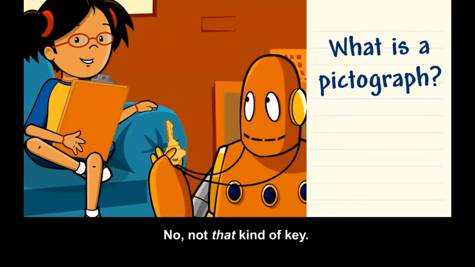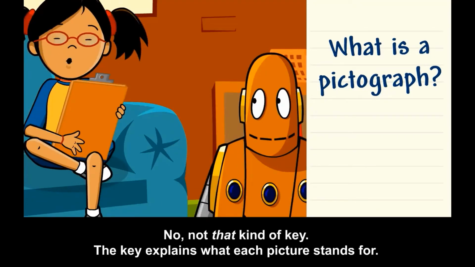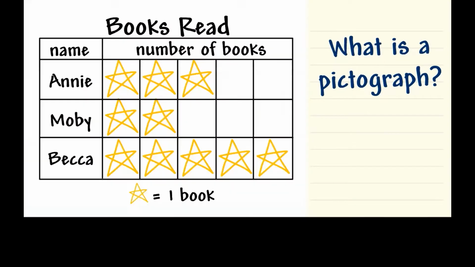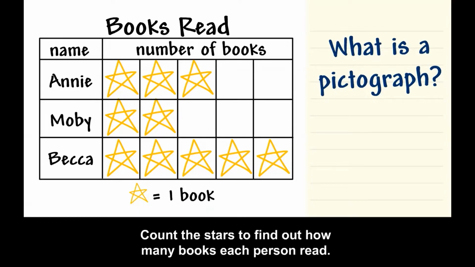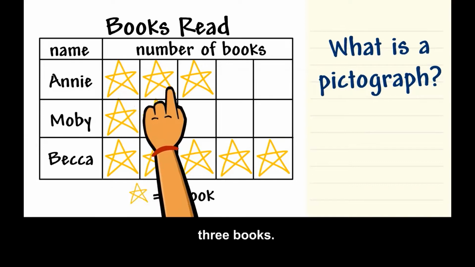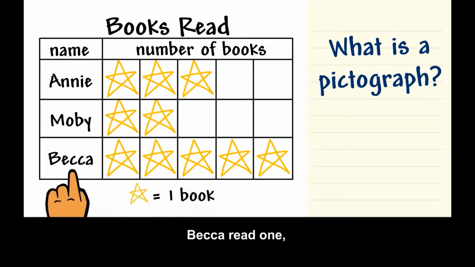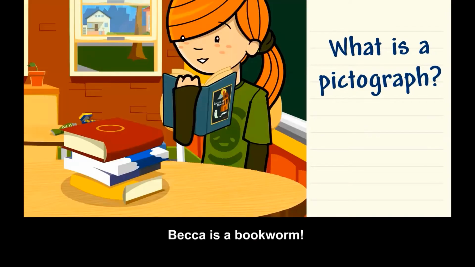No, not that kind of key. The key explains what each picture stands for. According to this key, 1 star on the graph stands for 1 book. Count the stars to find out how many books each person read. I read 1, 2, 3 books. Becca read 1, 2, 3, 4, 5 books. Becca is a bookworm.